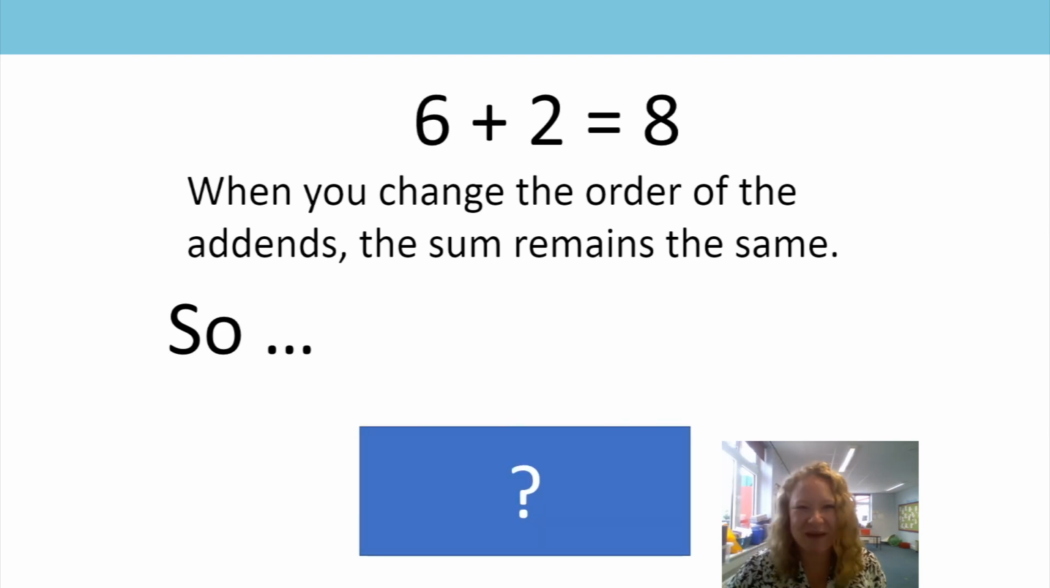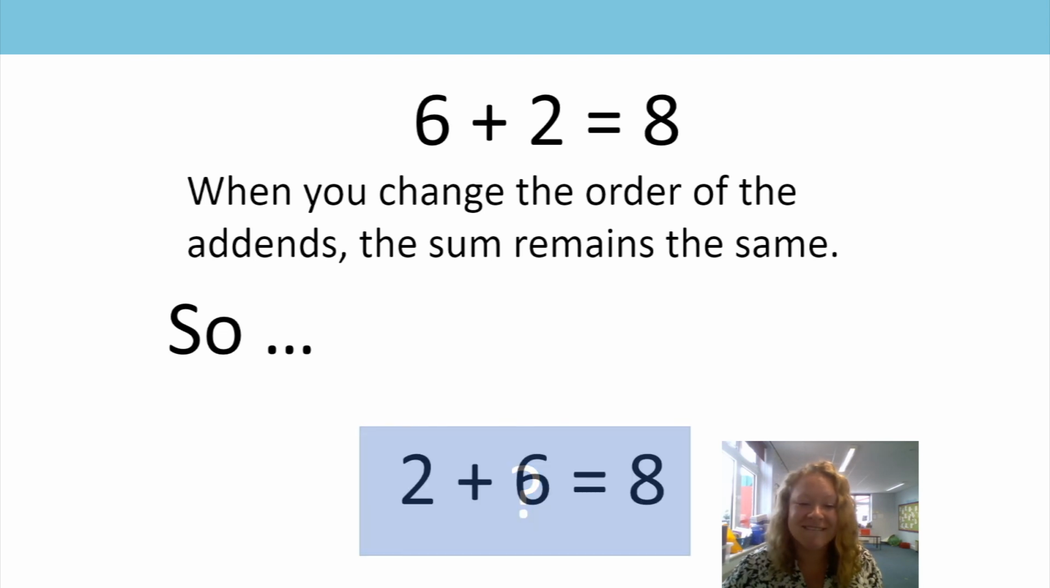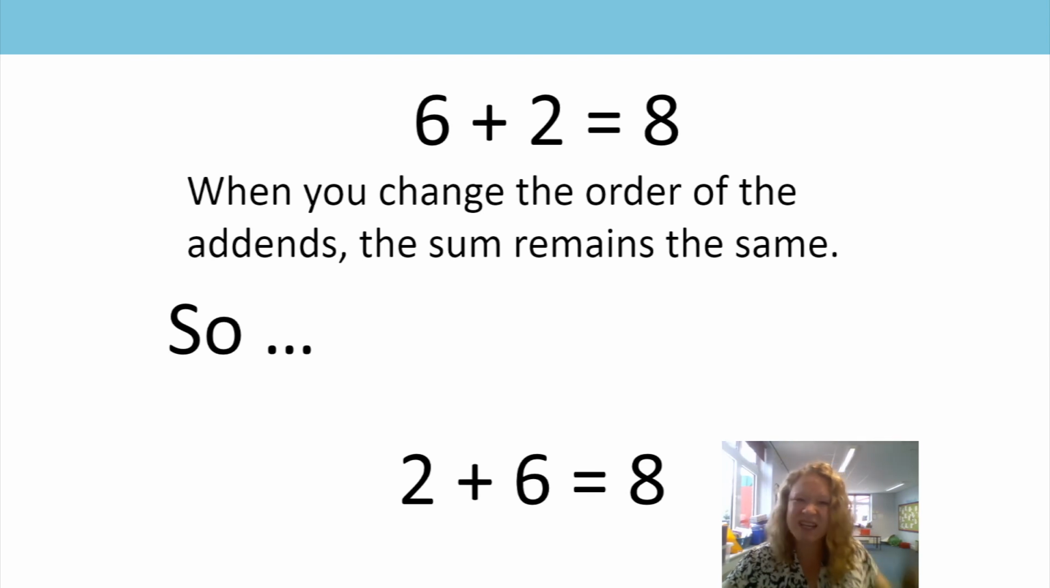I think you know what's coming now. I think you can already predict it. So here we've got the even version, haven't we? 6 add 2 is equal to 8. And when you change the order of the addends, the sum remains the same. So what's under here? 2 add 6 is equal to 8. And all we have to do is in our head, we just swap it around, don't we? Because it's easier to say an even number add 2 is the next even number. So it's just easier to look at it as if 6 is at the front.